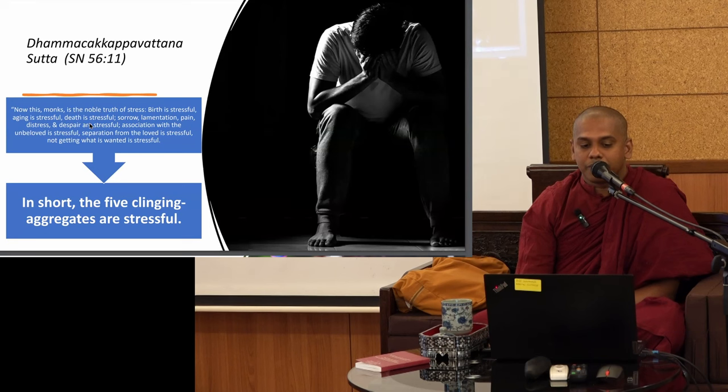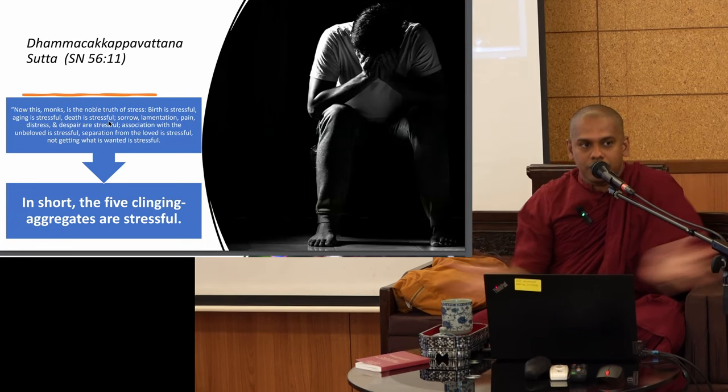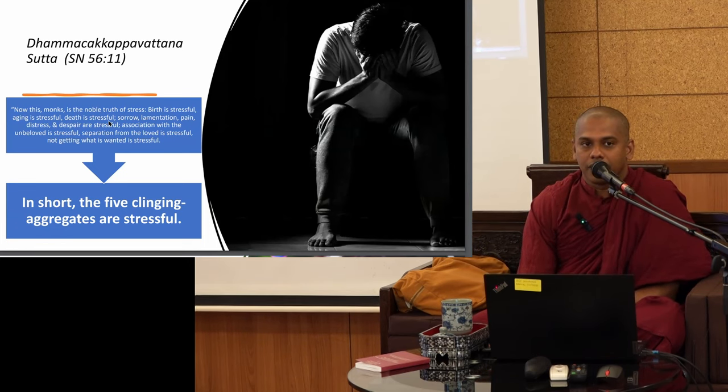But this is the very important part. Buddha says, in short, in brief, he summarized all the suffering into one. That is, the five clinging aggregates are stressful or suffering. In other words, clinging to five aggregates is the suffering. We need to understand that. Clinging to five aggregates is the suffering.